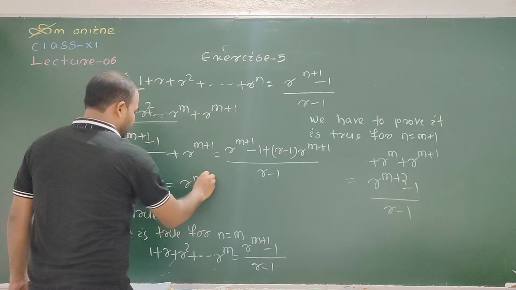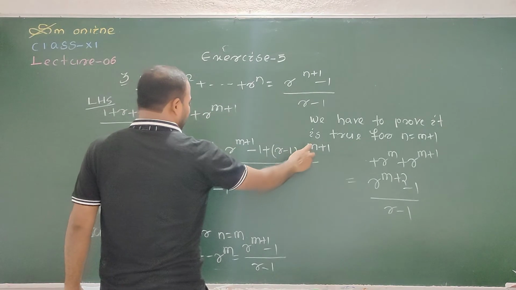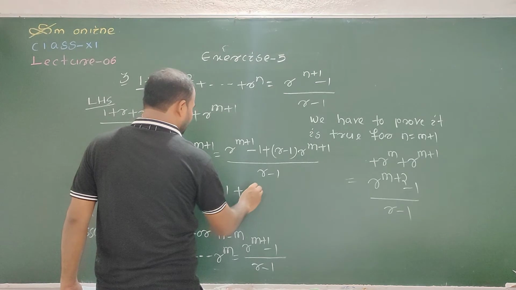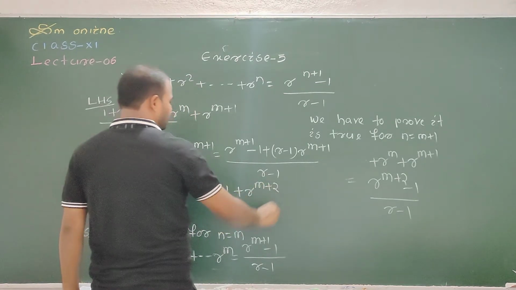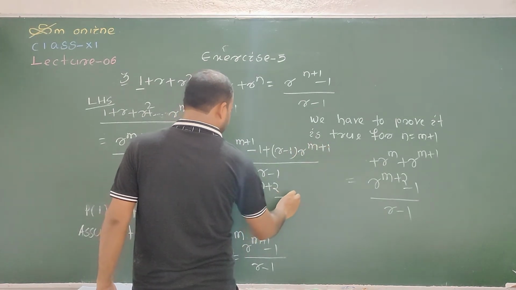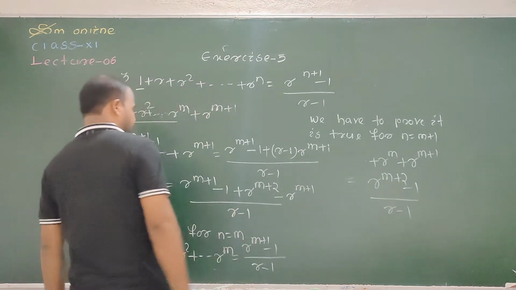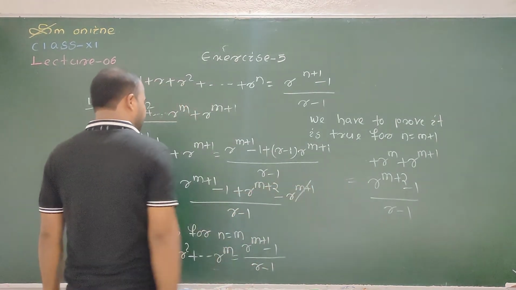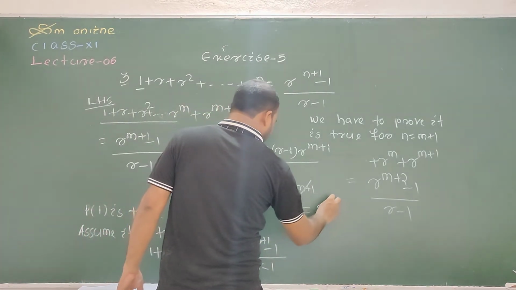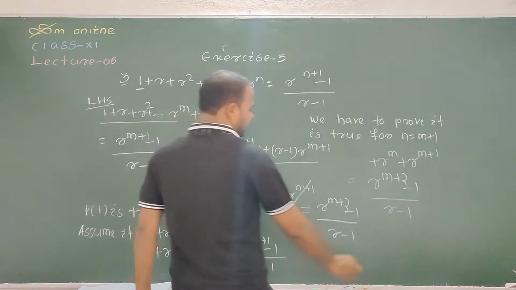And it is equal to r to the power m plus 1 minus 1, and this is r into r to the power m plus 1, this is r to the power m plus 2, and this is minus 1 into r to the power m plus 1, so this is minus r to the power m plus 1, upon r minus 1. This minus r to the power m plus 1 and plus r to the power m plus 1 cancel, so finally we get r to the power m plus 2 minus 1 upon r minus 1, which is RHS.